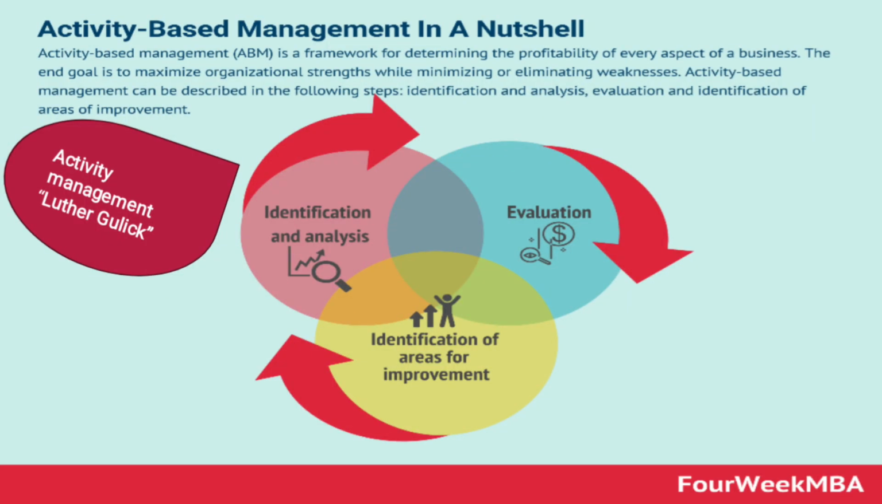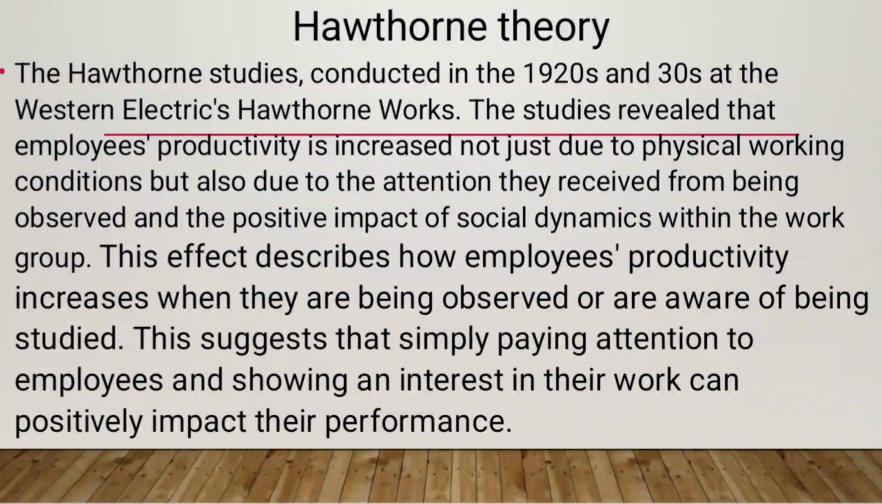Observational, analytical, and experimental. In observational we are just watching what is happening. Number two, in analytical we are going through two or three more steps, and in experimental we are doing that thing physically. This is analysis. Number two is evaluation, and number three is identification of areas for improvement. We have to identify the areas where there is a need for improvement.